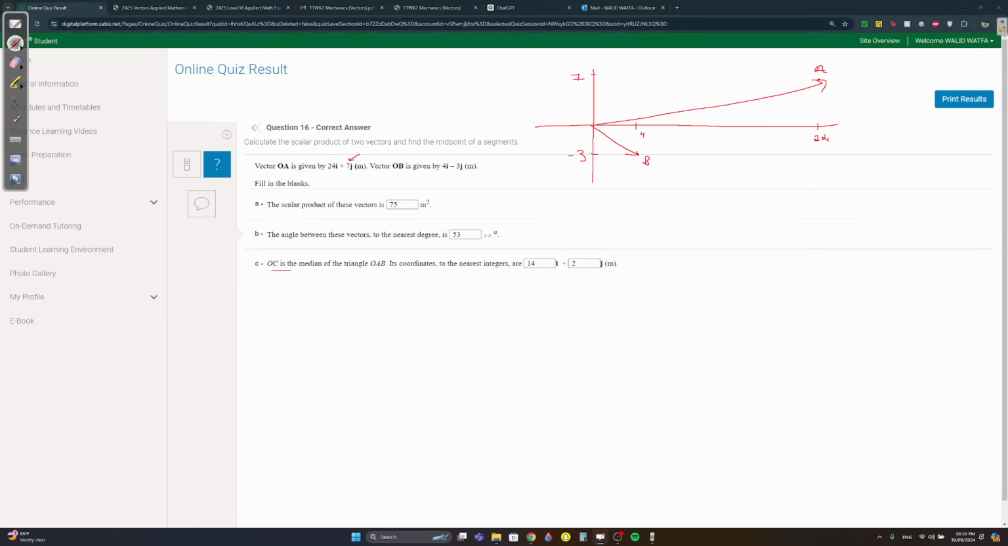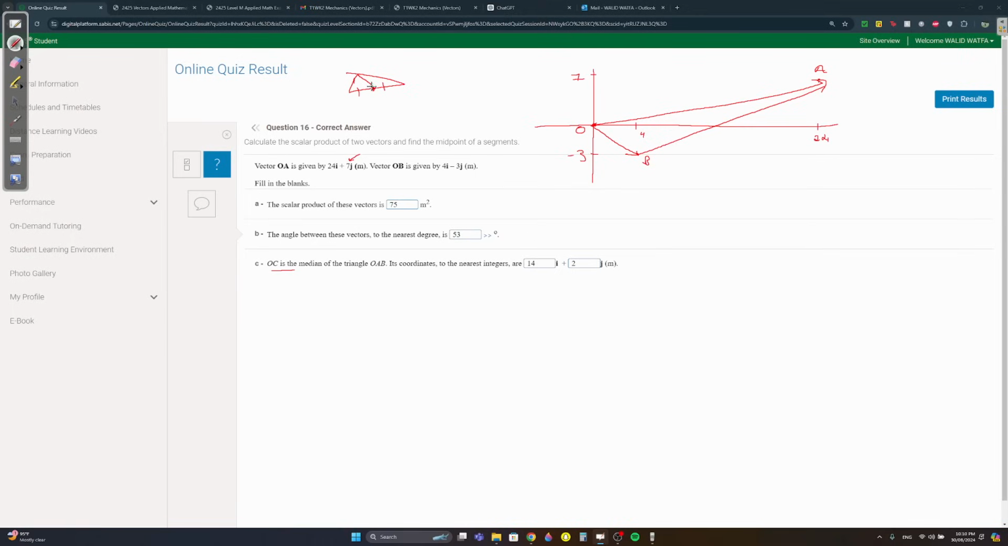They're saying OC is the median of the triangle OAB. So this is O. O is the origin, by the way. We know the triangle OAB will just connect these two sides, right? So O connected to point C is the median. Median of any triangle means it's a line that splits this segment into two halves.